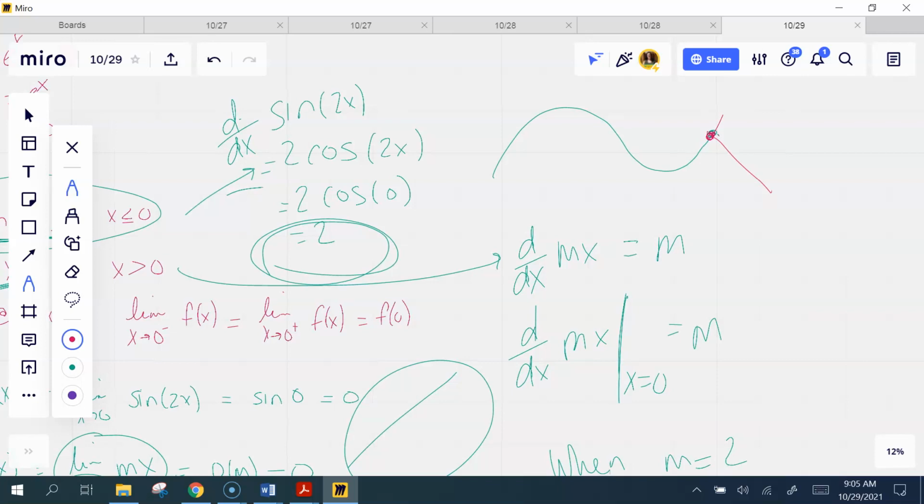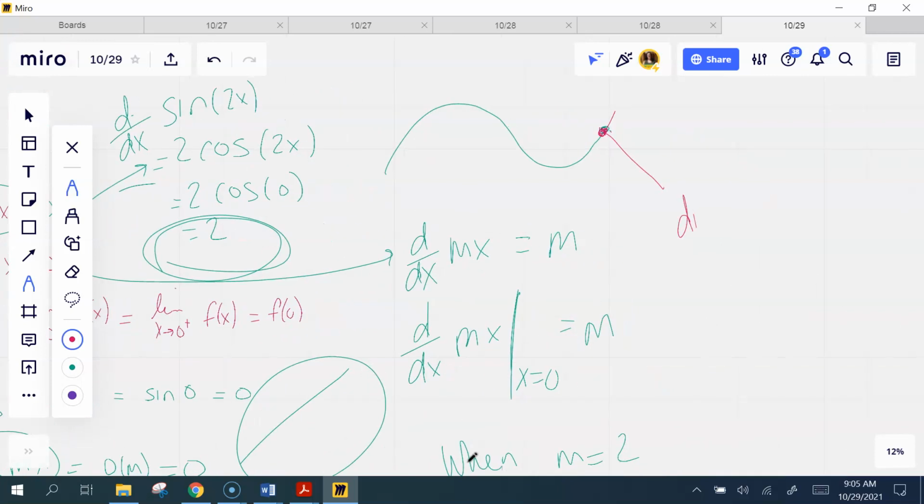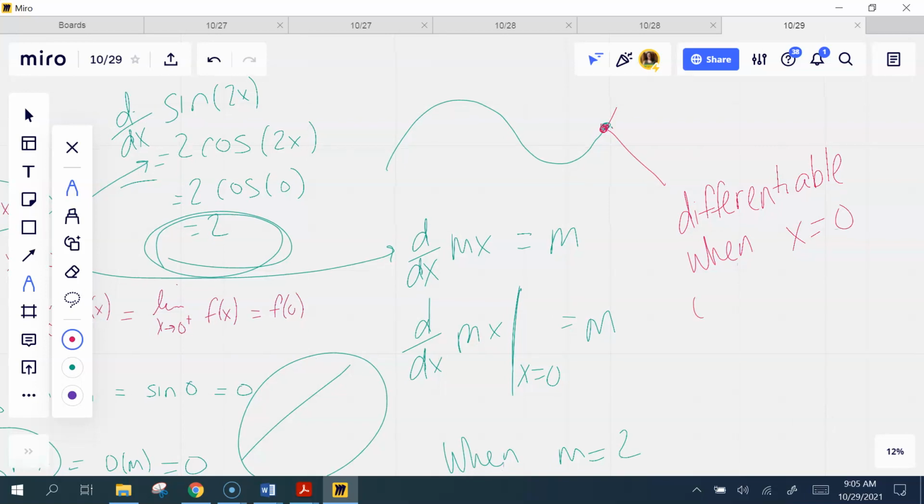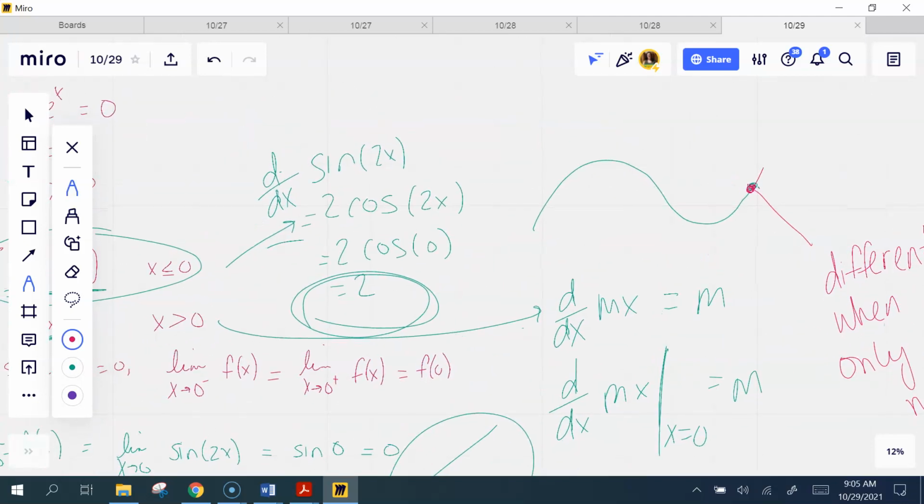So I would say it's differentiable when x equals 0 only when m equals 2. That's what I would do here.